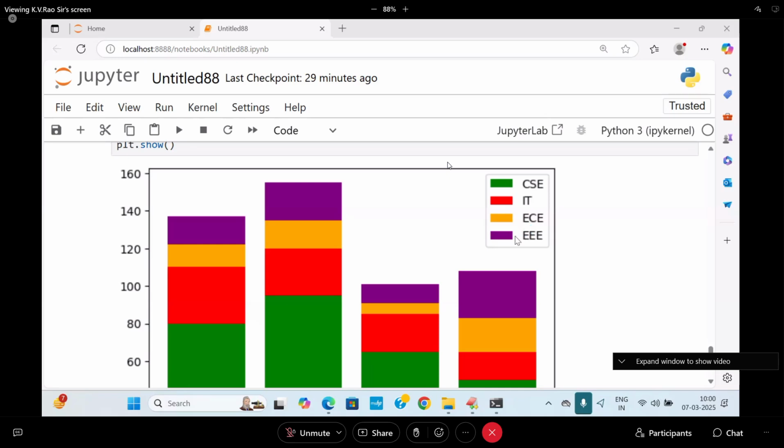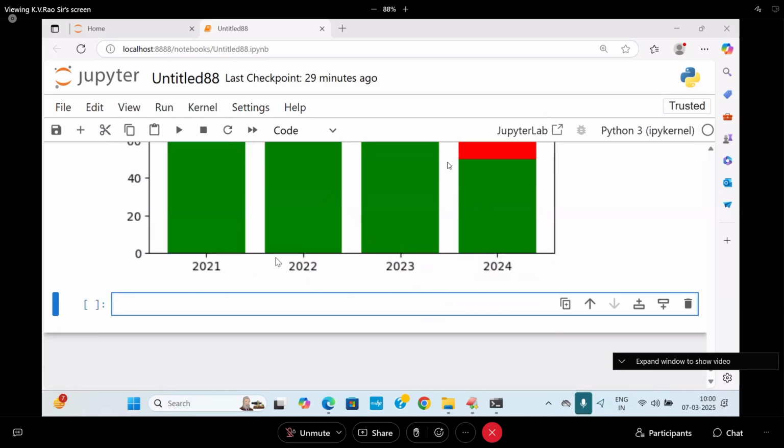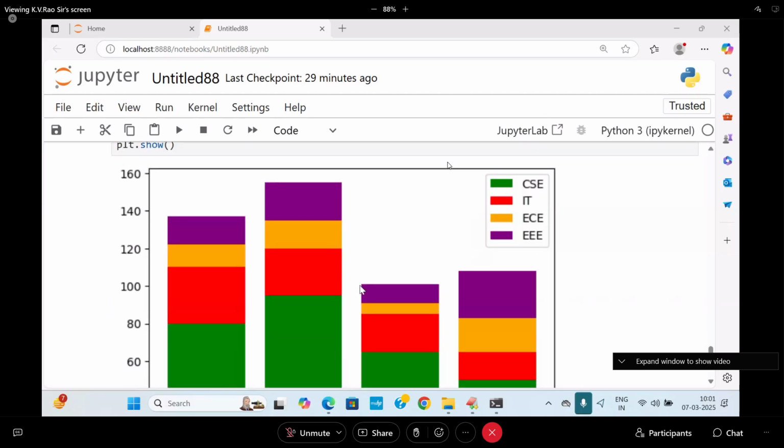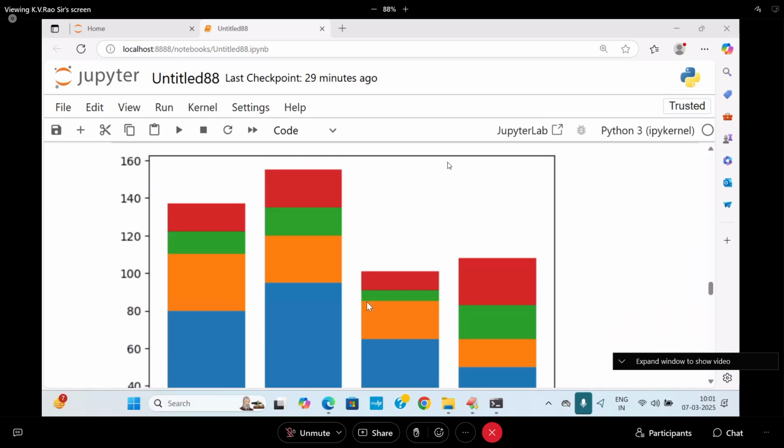Vertical stacked bar plot. Same thing, I want to go for horizontal also. How to draw the same thing? Coming back to the point, now I'm entering into the further part, another point of it: horizontal. This is called a vertical stacked bar graph. I want to go for horizontal.